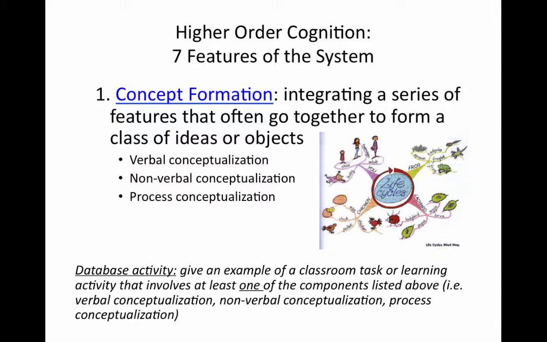Okay, so here we're going to go through the 7 features of the system that are described and presented to comprise the construct of higher order cognition as it's laid out in the neurodevelopmental framework.